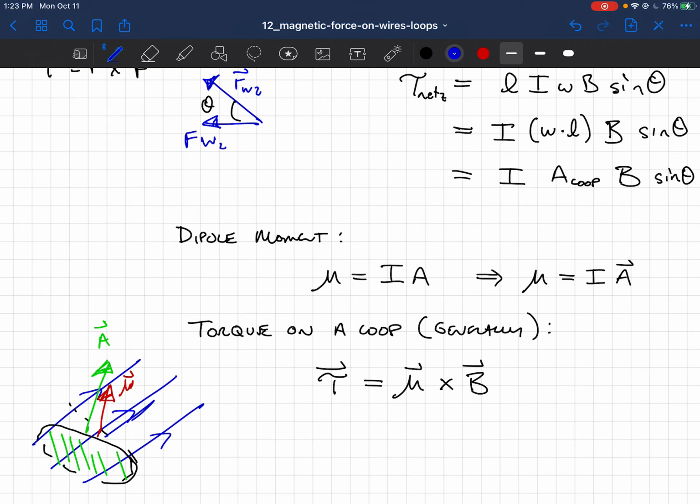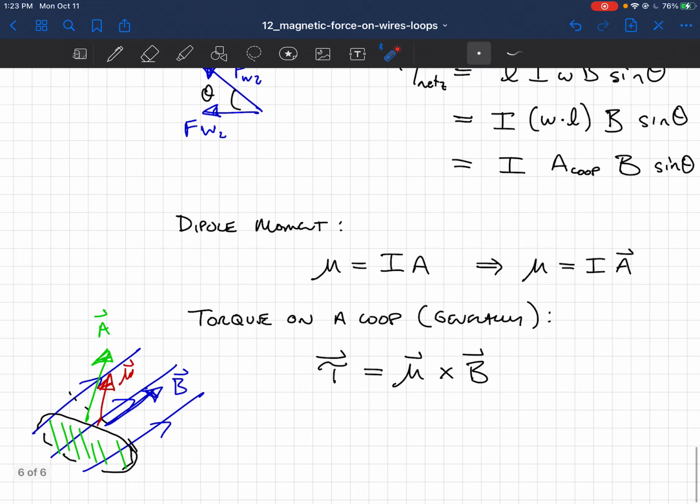And if there's an angle between the magnetic moment vector and the B vector, then you will get a torque. And that torque will be such that it rotates this thing back so that the magnetic moment points along the B vector. And we saw that in the case of the rectangular loop, but it's true for generic loops as well. So we'll end there, and next time we'll talk about how magnetic field is generated by moving charge.